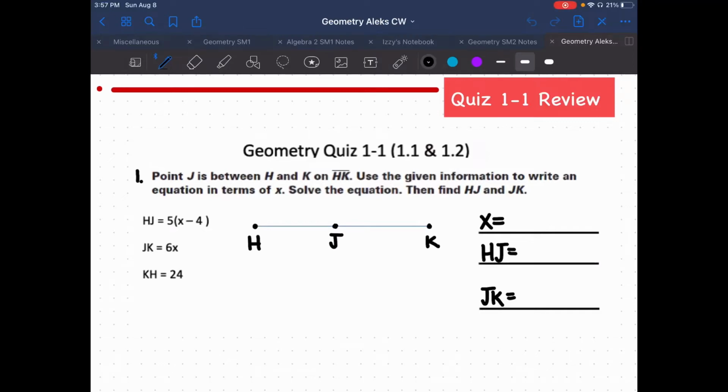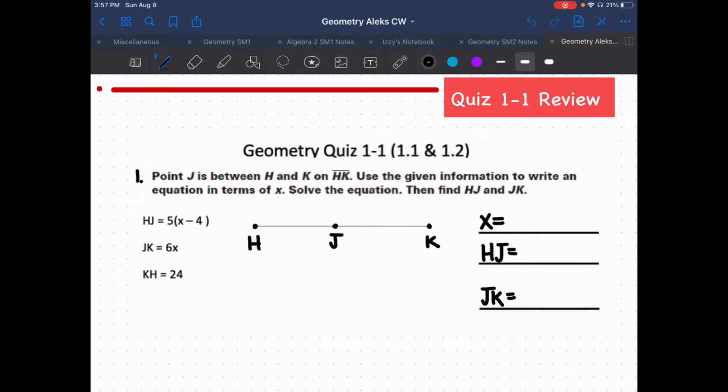Today's lesson is your review for Quiz 1-1, which covers lessons 1.1 and 1.2. The first question that you're going to see on the quiz is going to ask you to use the segment addition postulate. This question says point J is between H and K on segment HK.